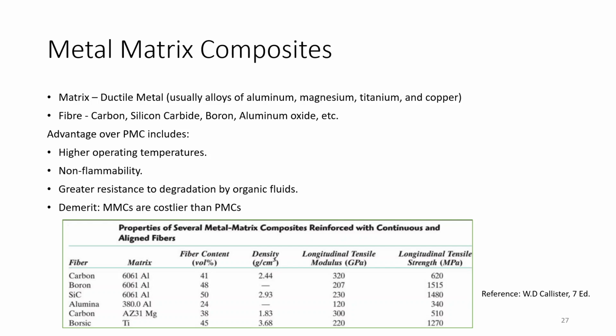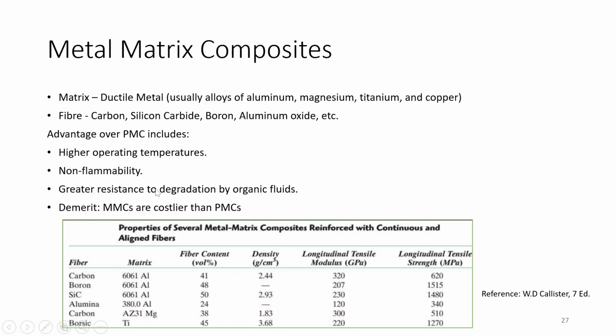Advantages of MMCs over PMCs include high operating temperatures, and they are also non-flammable, because the polymer matrix in PMCs makes them flammable. They also have greater resistance to degradation by organic fluids compared to PMCs. But a demerit of MMCs is that they are costlier compared to PMCs. As we know, polymers are cheaper compared to metals, so their composites are also cheaper.